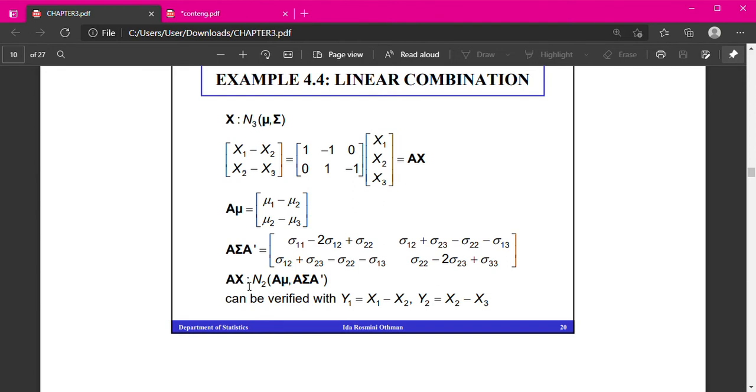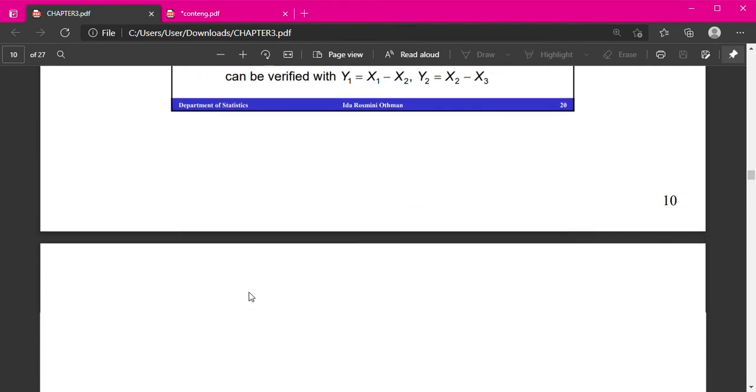distribution for AX, which is N2. Tu kenapa? Sebab ada dua linear combination. Tadi 3 kat sini because we have 3P. Okay, kat sini N2 sebab ianya adalah linear combination. Kita ada dua. Okay, ini adalah mean untuk this linear combination. Ini adalah covariance matrix untuk this linear combination AX. Okay, itu contoh dia.